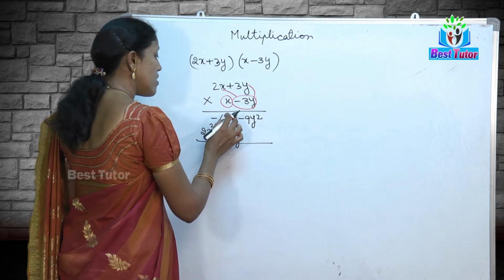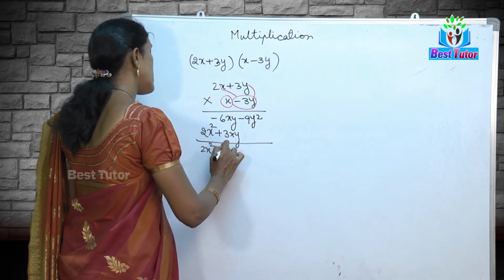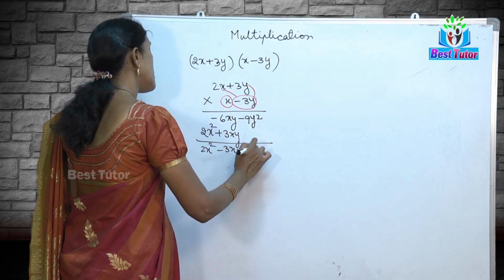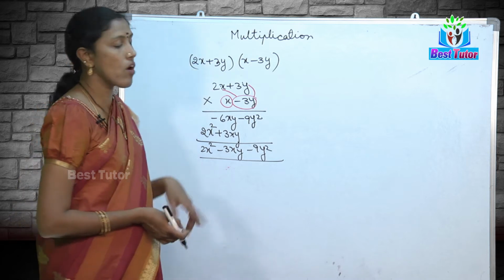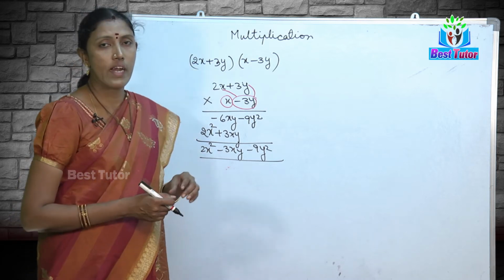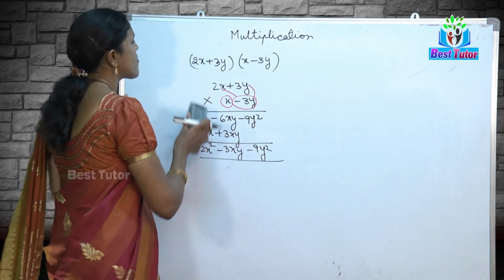Then when we add, observe that like terms are already in the same column. So we will get 2x square minus 3xy minus 9y square. If we apply the FOIL method or this vertical method, we are going to get the same solution. You can choose the procedure whichever you are comfortable at.